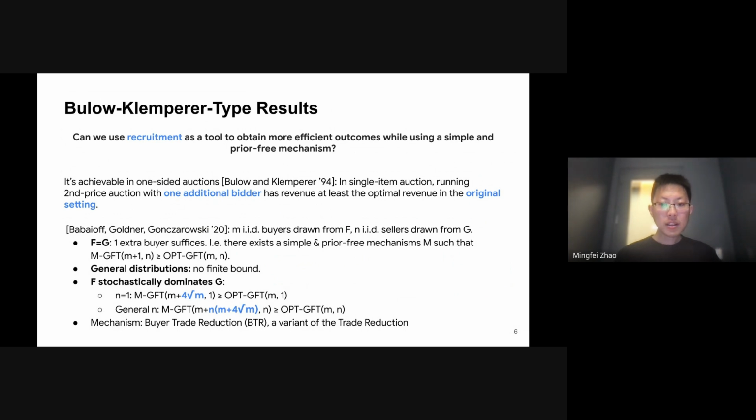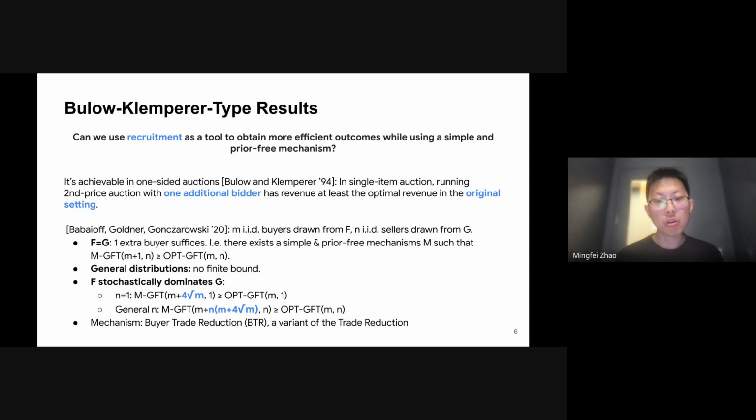There is a nice result by Babaioff, Goldner, and Gonczarowski, which initiated the work on this problem. They assume that the buyers are i.i.d. and the sellers are also i.i.d. What they show is that if the buyer distribution is identical to the seller distribution, then in fact you just need one extra buyer, so that you can use some simple and prior-free mechanisms to beat the opt. In the same paper, they also prove a strong lower bound that says for general distributions, there is no finite bound.